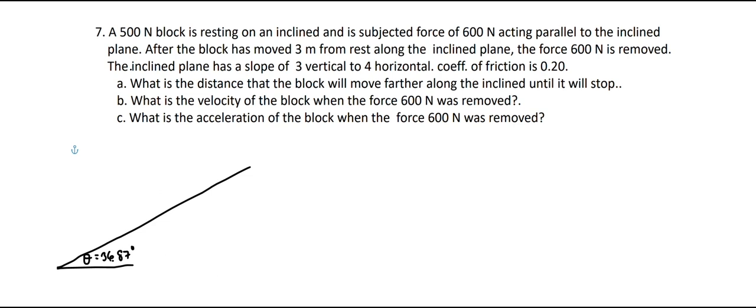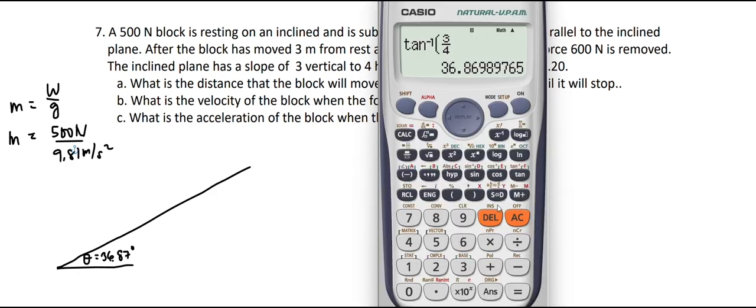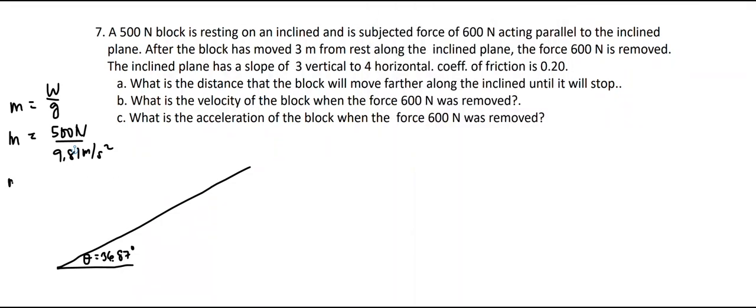And then we have our 500 Newton block. We can get the mass by dividing the weight by the gravitational acceleration. We get mass equal to 500 newtons divided by 9.81 meters per second squared. So the mass of the block is just equal to 50.97 kilograms.